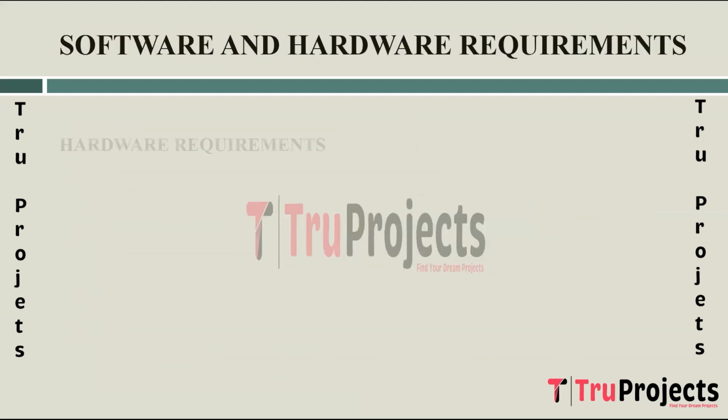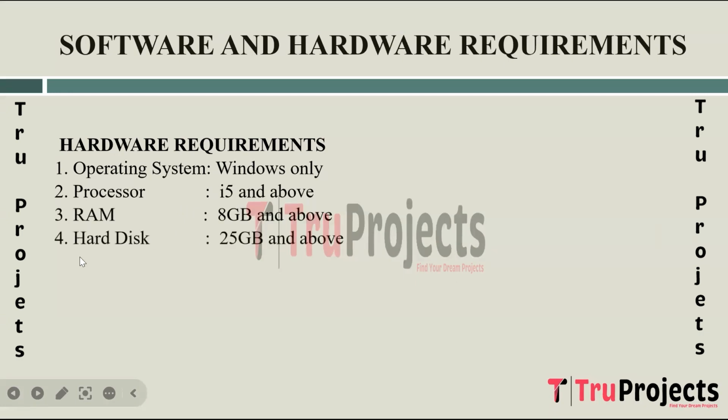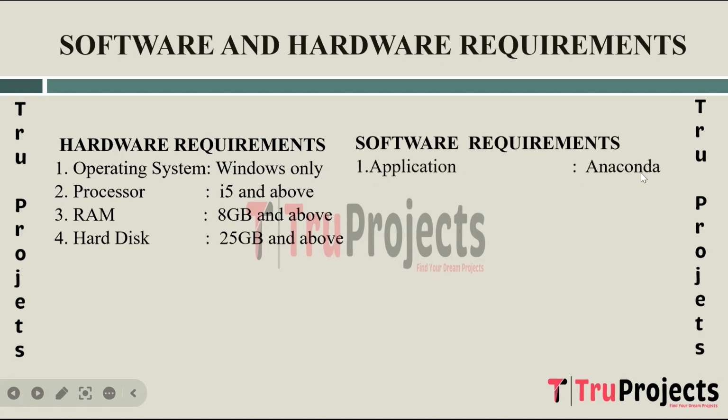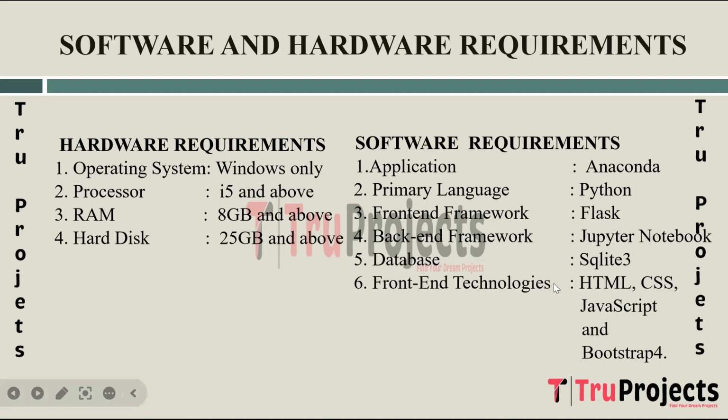Software and hardware requirements. Hardware requirements of the project are operating system of Windows, processor of Wi-Fi and above, RAM of 8 GB and above, hard disk of 25 GB and above. Software requirements of the project are application is Anaconda, primary language is Python, front-end framework is Flask, back-end framework is Jupyter Notebook, database is SQLite 3, front-end technologies used in the project are HTML, CSS, JavaScript and Bootstrap 4.